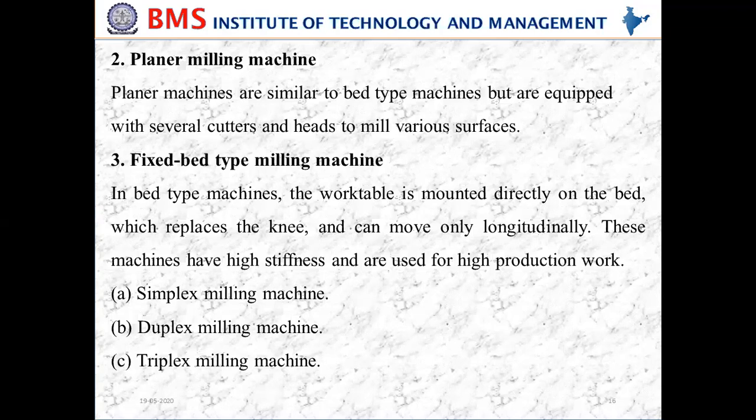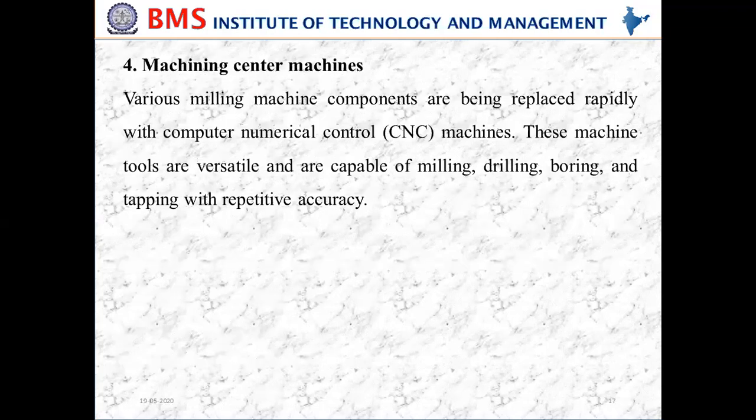So there are three types of these fixed bed type milling machines: one is the simplex milling machine, the duplex milling machine, and the triplex milling machine. And the fourth one is machining center machines.